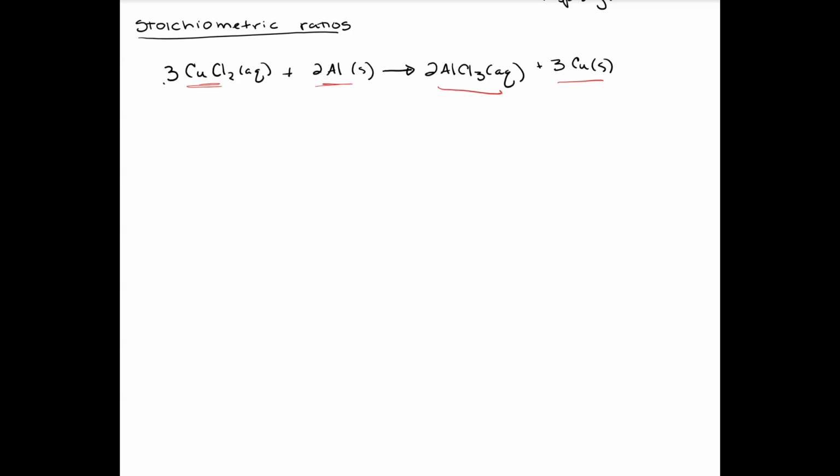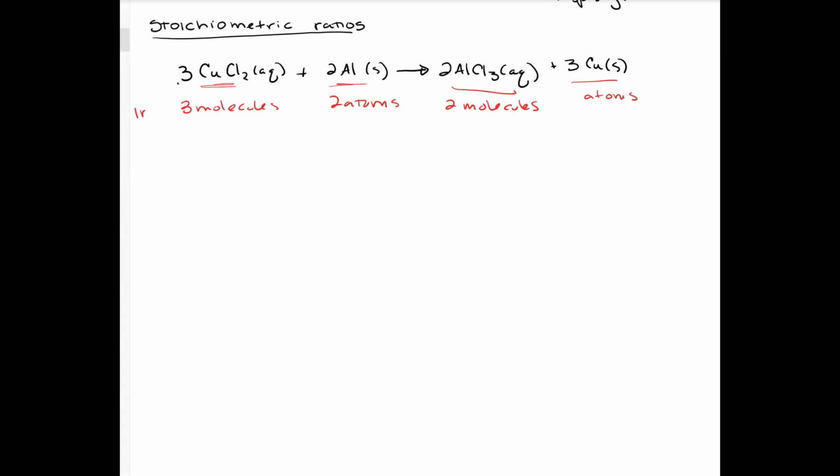One is to say that it's 3 molecules of copper chloride reacting with 2 atoms of aluminum, and those combine to make 2 molecules of aluminum chloride and 3 atoms of copper solid. That is an appropriate interpretation of this chemical equation.